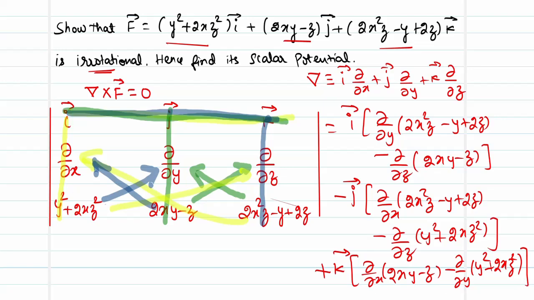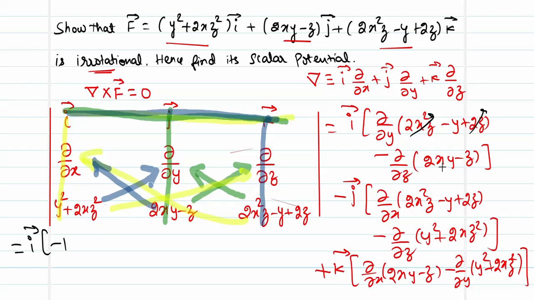Now the next task is to just apply the partial differentiation on it and then get your answer. So it is i times, with respect to y, no y in the first term, so this becomes 0; no y, so this becomes 0; minus y becomes minus 1.